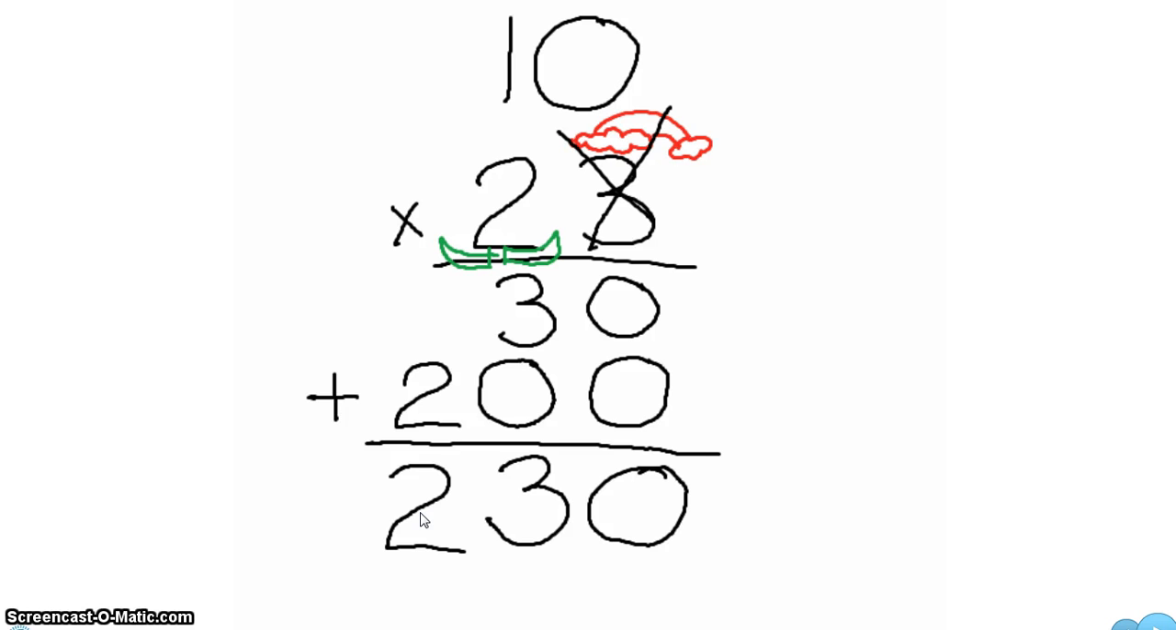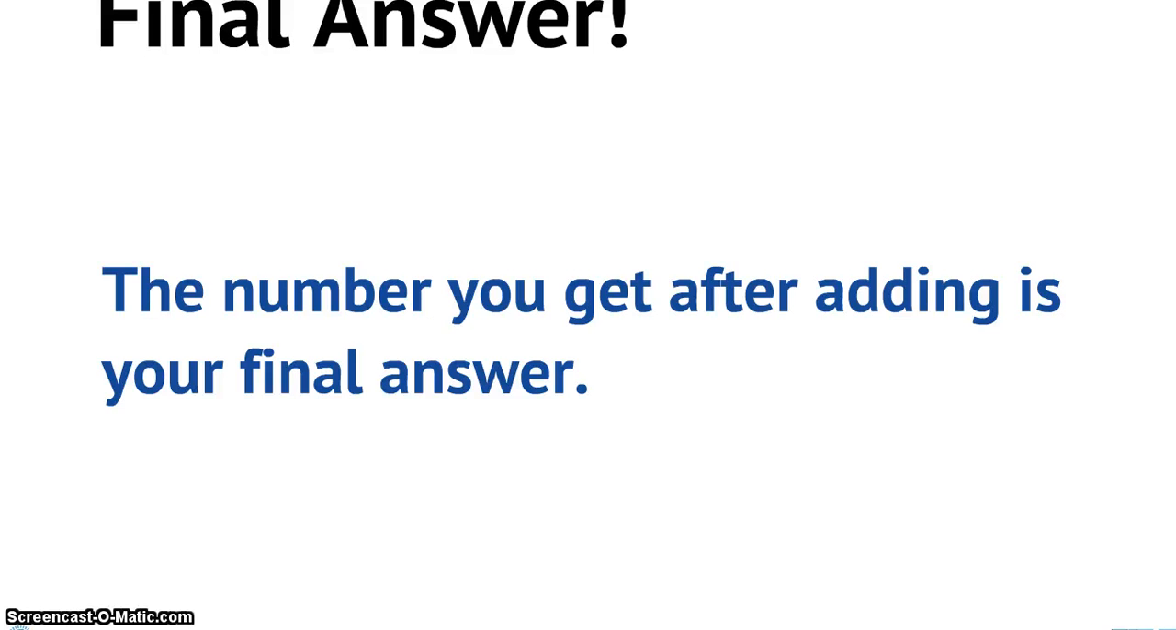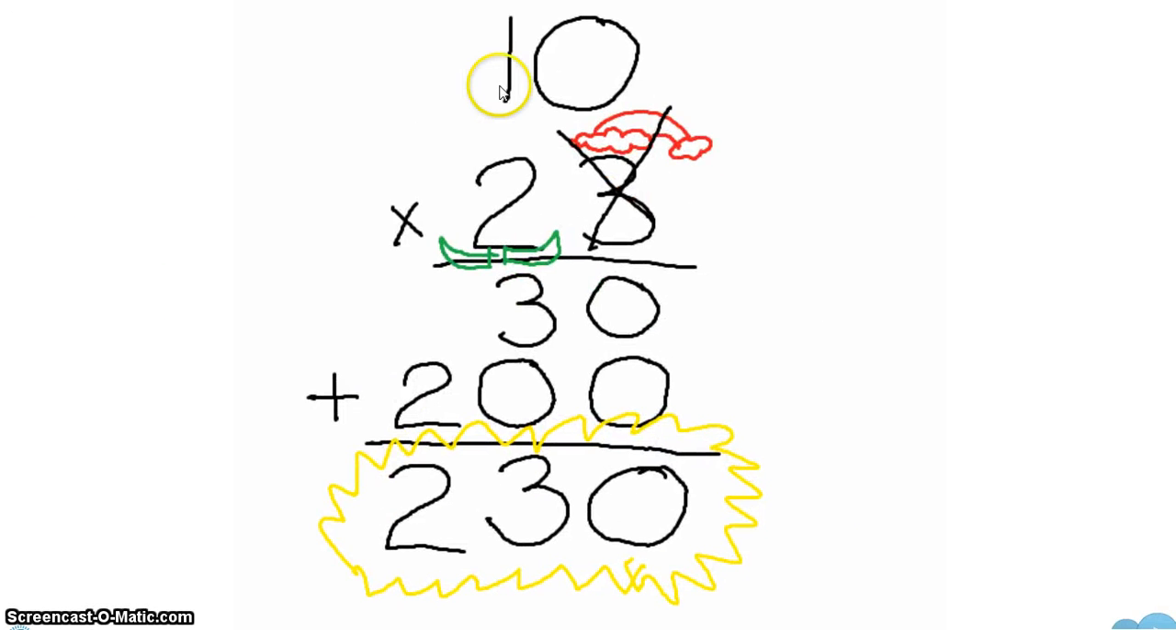At this point, if we had numbers in the thousands place or the 10,000s place or the 100,000s place and so on, we would add those just like we would in a normal addition problem, but this one only goes up to the hundreds, so that's where we're going to stop for this problem. Your final answer is the number you get after adding. So in this case, when we multiplied 10 times 23, the answer we get is 230.